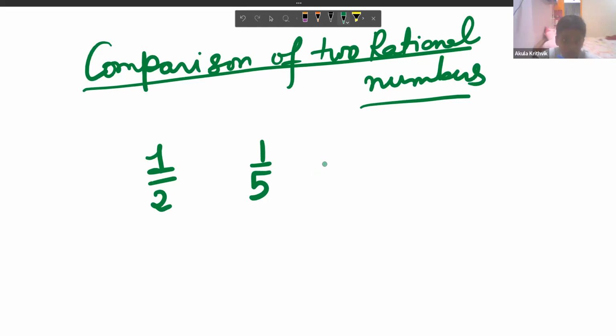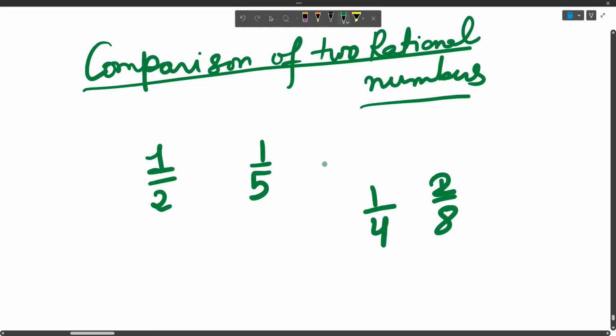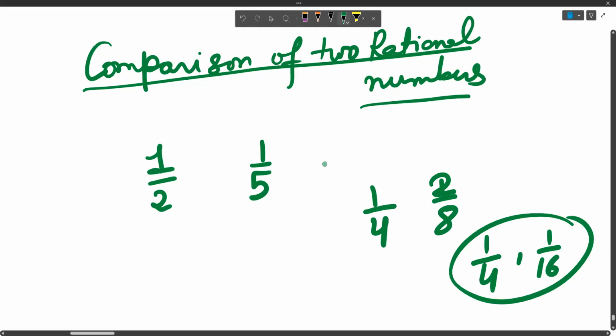Ma'am, 1/2 is bigger. How? Ma'am, because 1/2 only takes little space, but 1/5 is more than a quarter. That's good. But here you are comparing with quarter and half, right? But if I say 1/4 and 1/16, which number is greater?